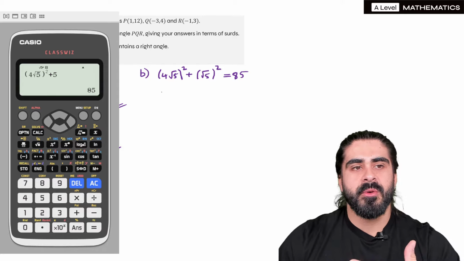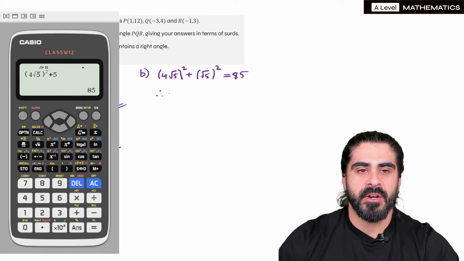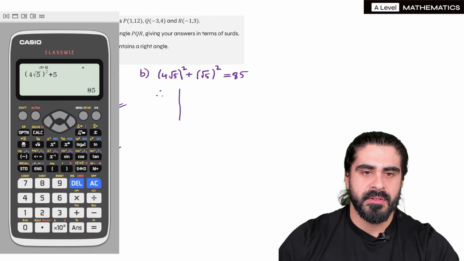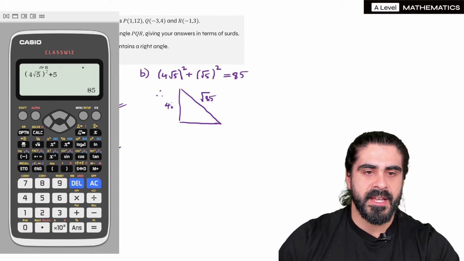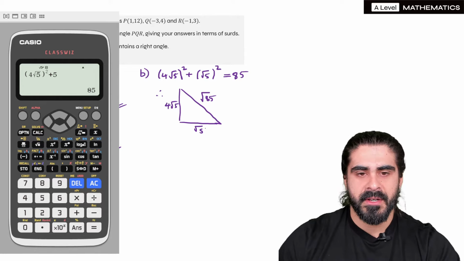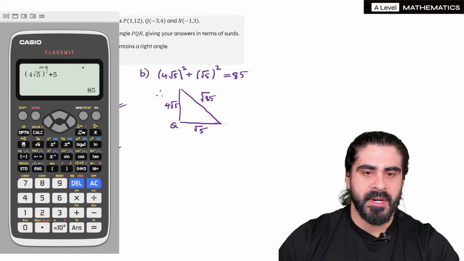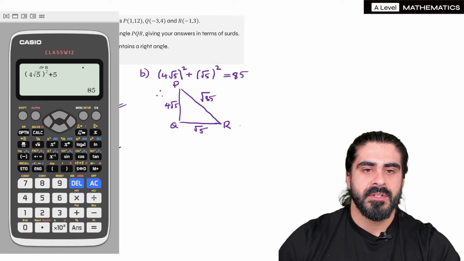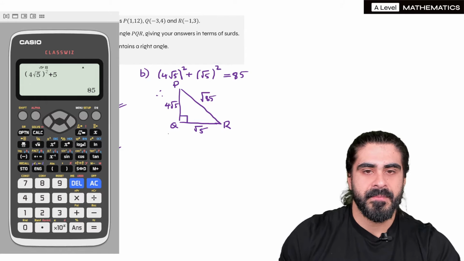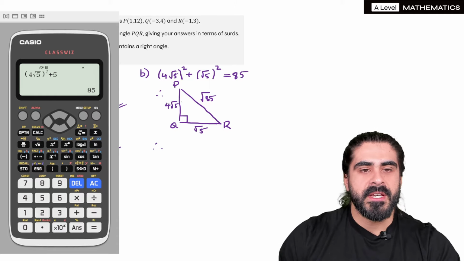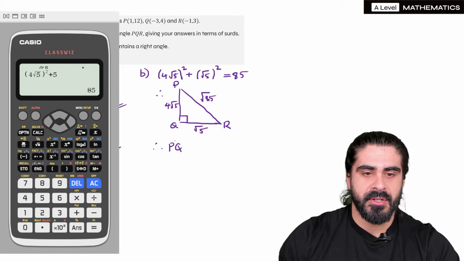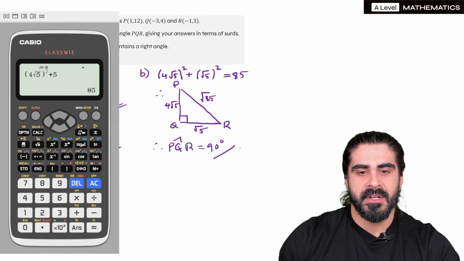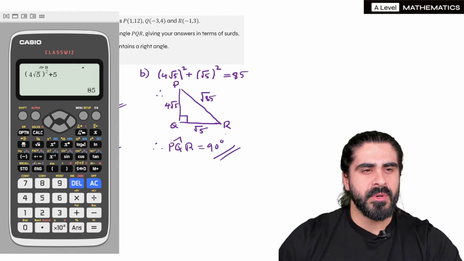Now, the next thing you might want to say is therefore, state where the right angle would be. So essentially, just for visualization's sake, the longest length is root 85 and the two shorter lengths are 4 root 5 and root 5. Now root 5 was between Q and R. 4 root 5 was between P and Q. So the triangle must look something like this. So the right angle is here. So we can say PQR is 90 degrees. Just to make sure that we're demonstrating that we know what we're talking about.